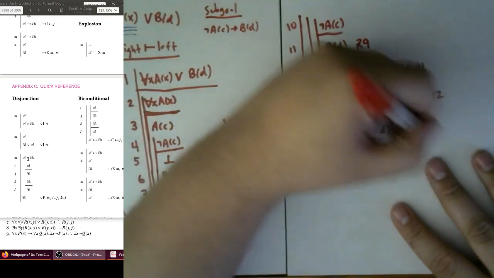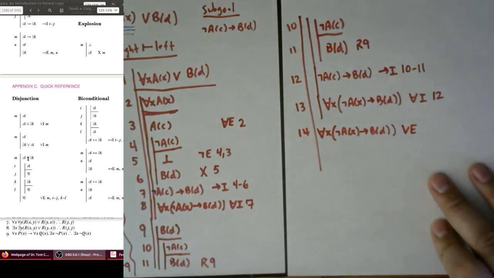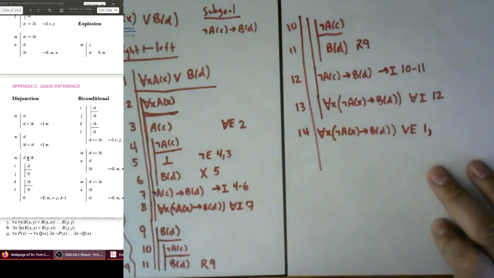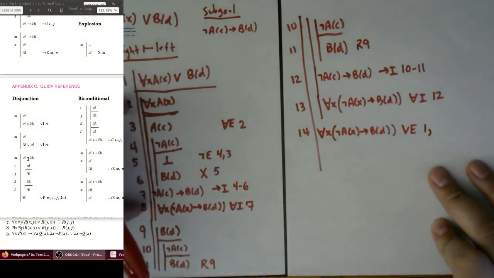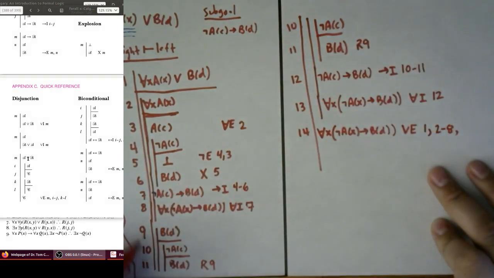Okay, so that's for all elimination, and I have to cite the or that it came from, which is line 1, and then I have to cite the subproof that starts with the left assumption, so the subproof from 2 to 8. And then I have the subproof from 9 to 13.